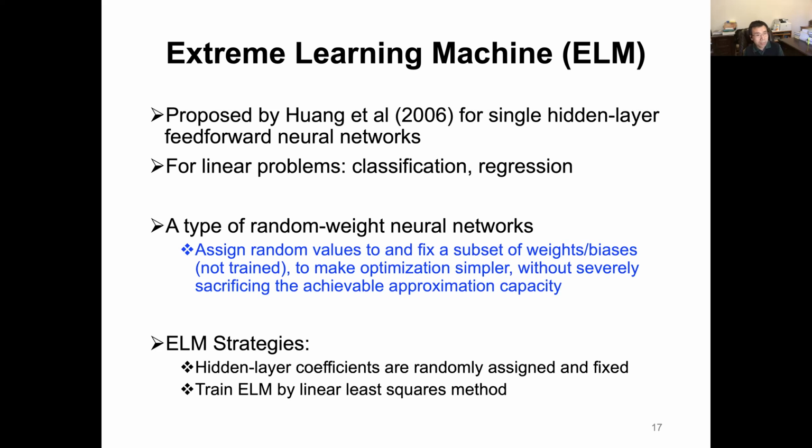It has two ideas. The first one is that it'll preset or assign the network weights in all the hidden layers. All the hidden layer coefficients will be assigned to random values and fixed. And then the neural network will be trained by linear least squares method because they are considering the linear problems. So that's the two main ideas there.